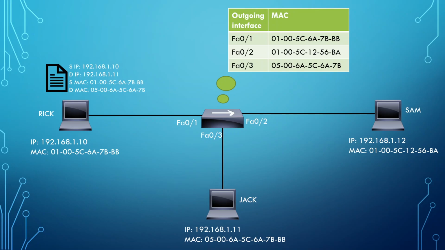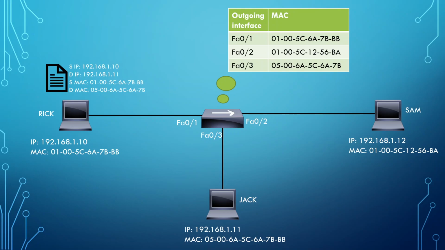So Rick looks in his ARP table, sorry, not the MAC address table, the ARP table. That's my mistake. In the ARP table, it will say the IP address of 192.168.1.11 is bound to the MAC address 0500 6A 5C 6A 7B.